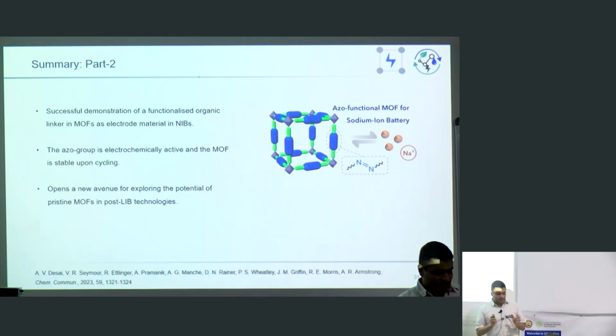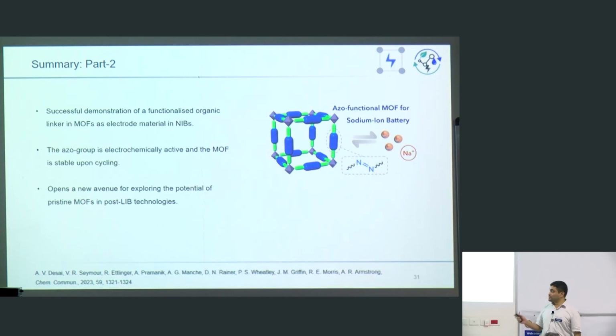This is the summary of my second part. I hope I've been able to show you that azo-based chemistry is quite attractive, and if you have a morph system, it is even better, because then you have a porous structure where ions can diffuse easily inside the system and come out easily, and you don't have to worry about sluggish kinetics and other things.